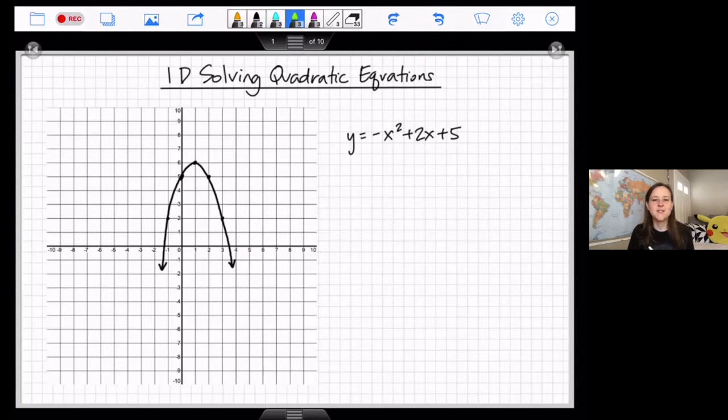We're starting section 1D on solving quadratic equations today, and I wanted to remind you of this graph that we did back in section 1B, y equals negative x squared plus 2x plus 5. We graphed that by plotting points, and I suggested at the very end of that class that this might be the trajectory of a human cannonball as he gets shot out of the cannon.